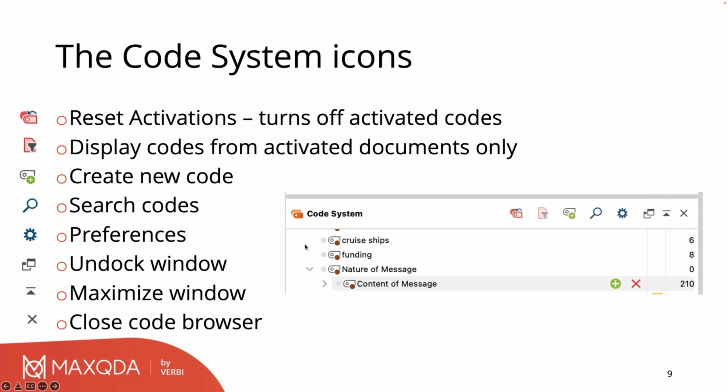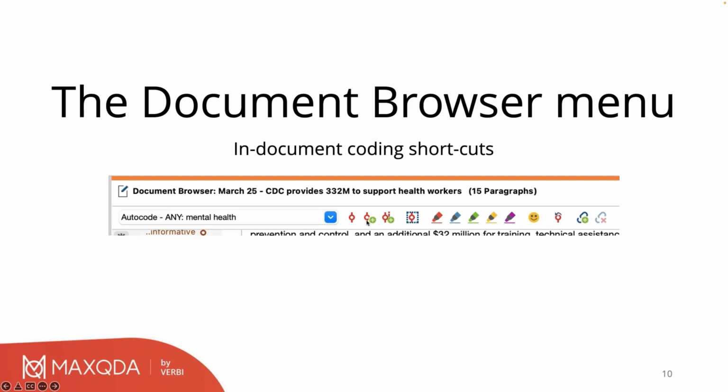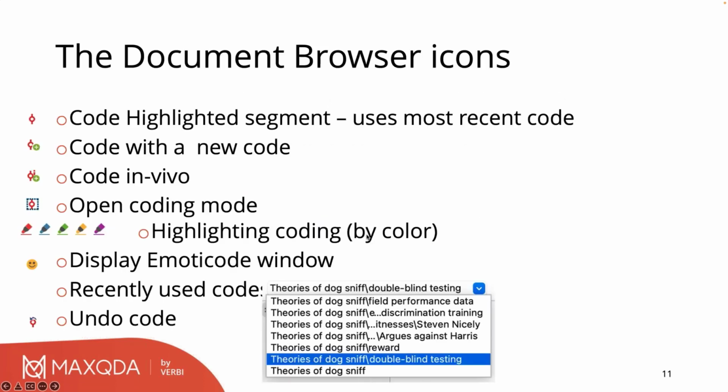So the code system has code tools. This icon is a new code. This icon looks a little bit different, but it's a new code, the plus. And then this is in vivo coding. Again, I'll explain these when we're live. That'll be the easiest way.